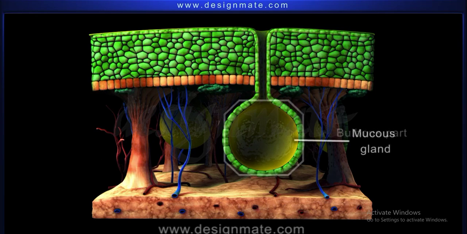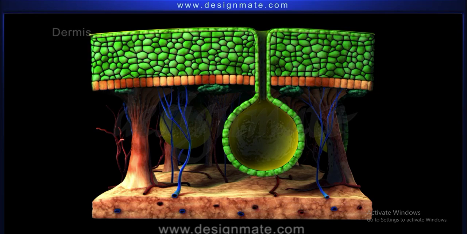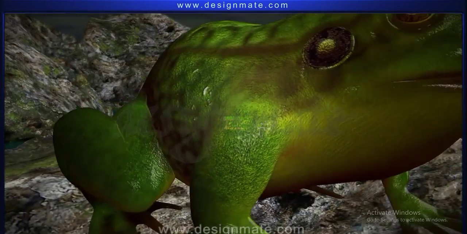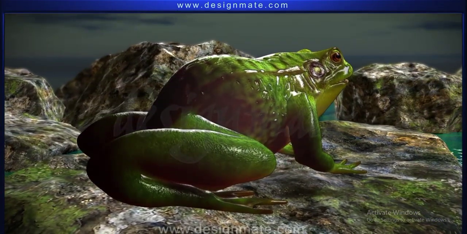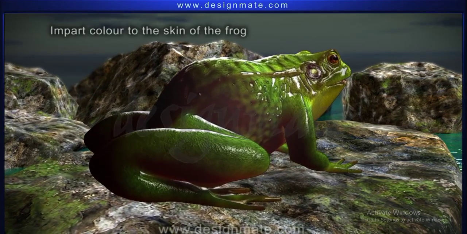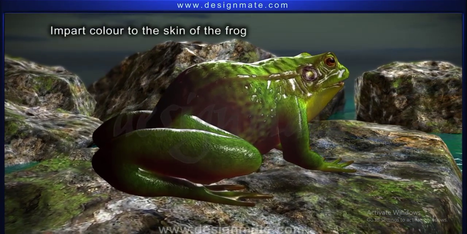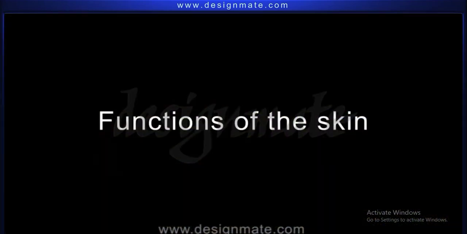The bulbous part of the mucous glands extends into the loose connective tissue of the dermis, while the narrow neck remains in the epidermis and opens onto the outer surface through a pore. There are several chromatophores containing the melanin pigments beneath the epidermis, especially in the skin of the dorsal and the dorsolateral sides of the frog. The chromatophores impart color to the skin of the frog.